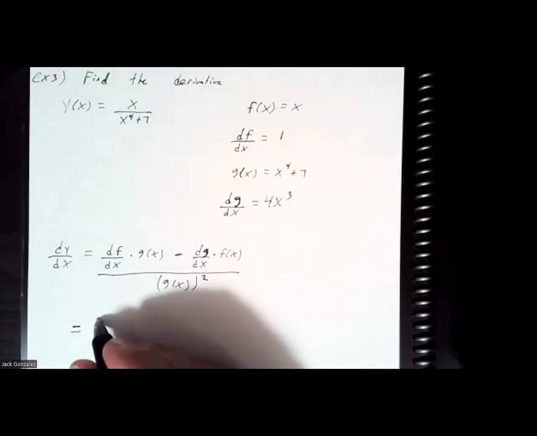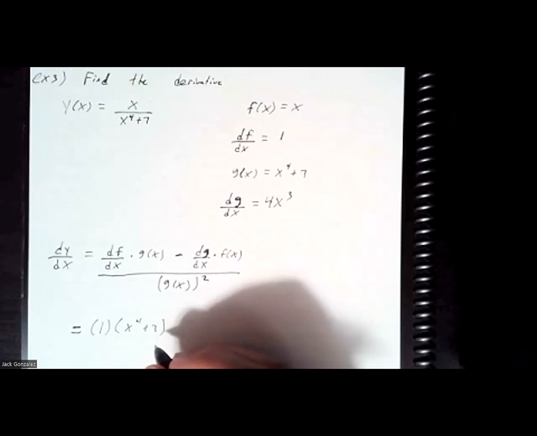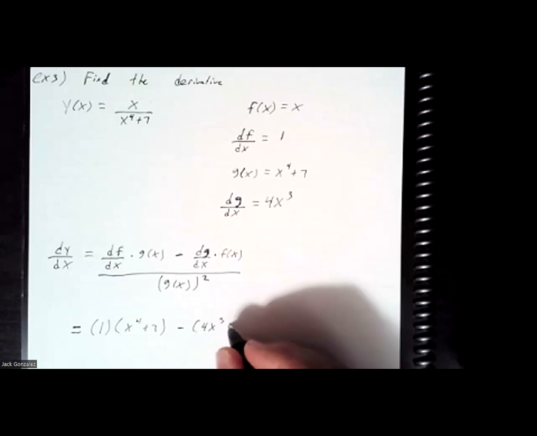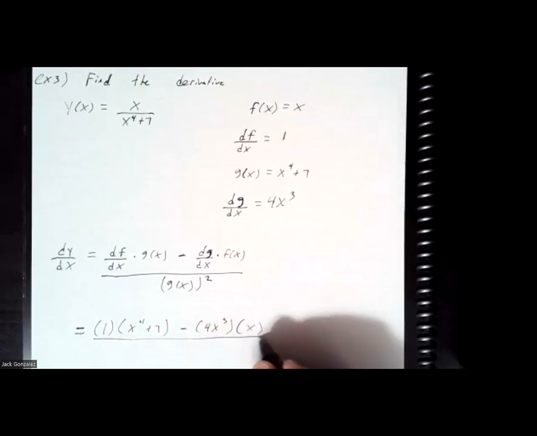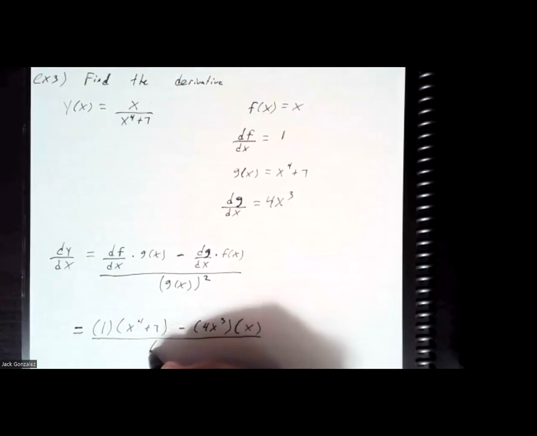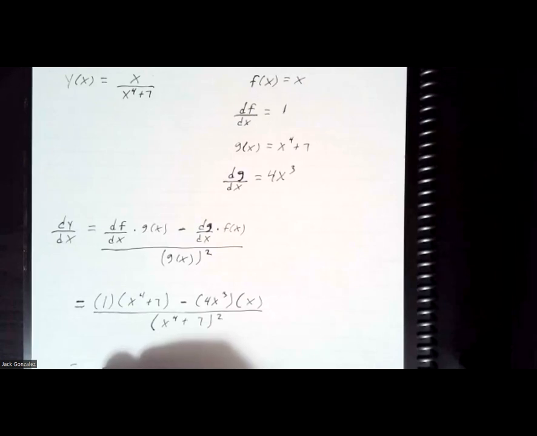df is 1, g, dg/dx, over g squared. So it ends up being like negative 3x plus 7 on top, right?